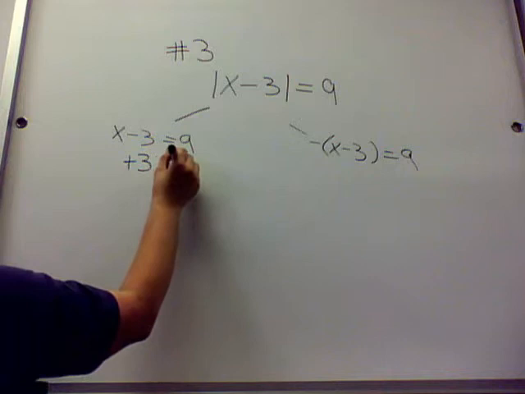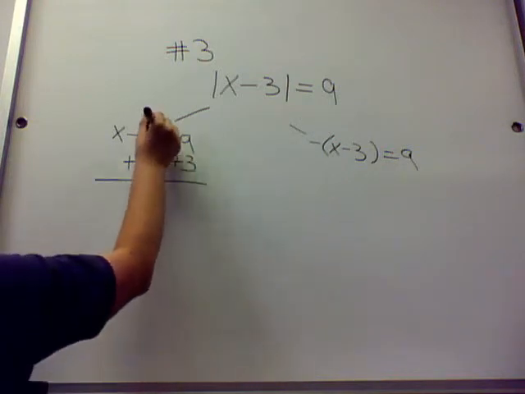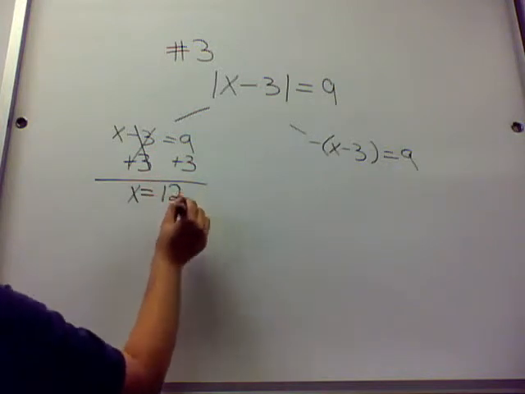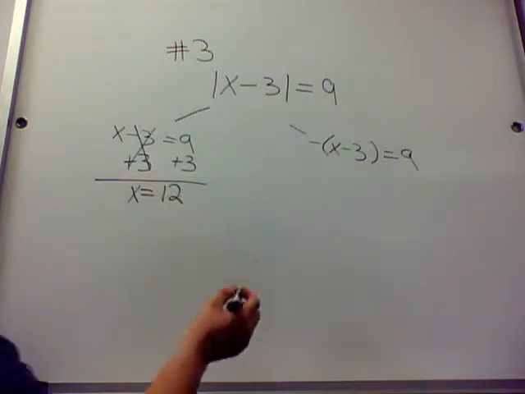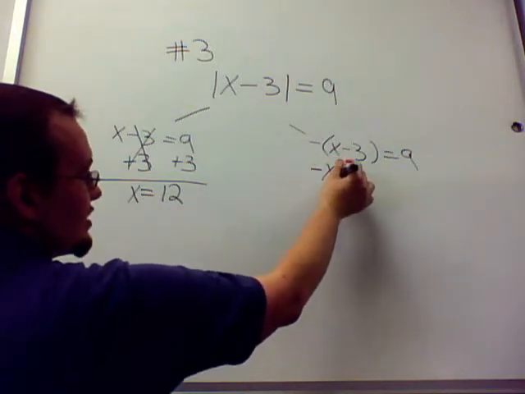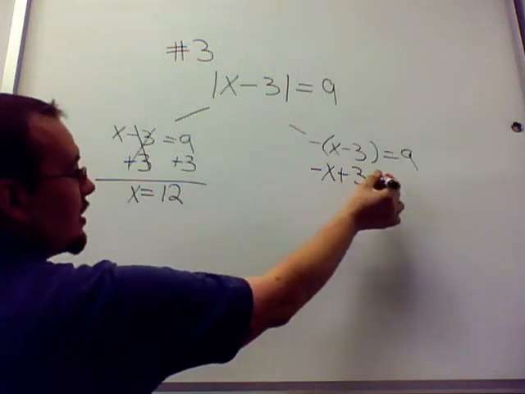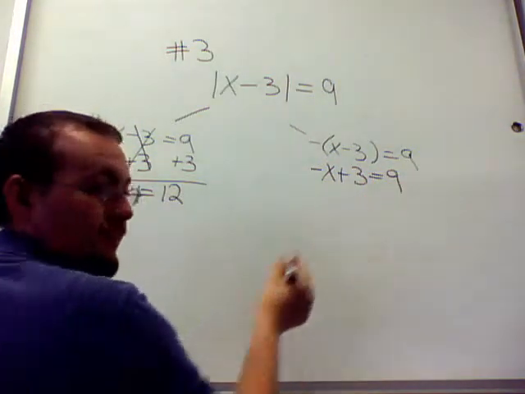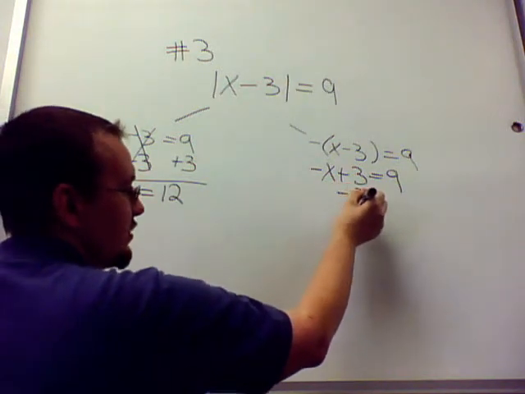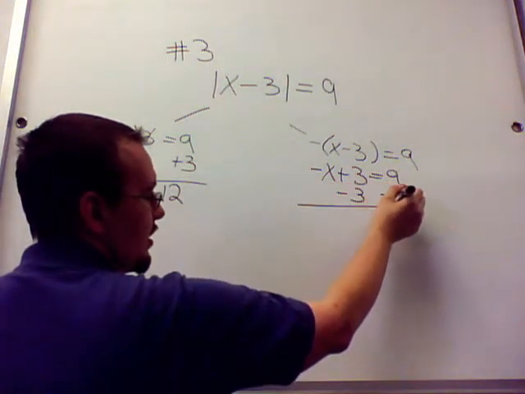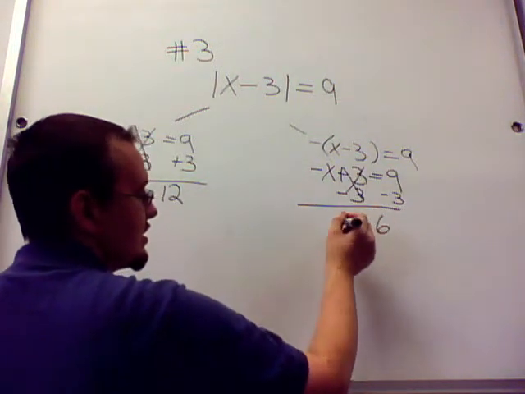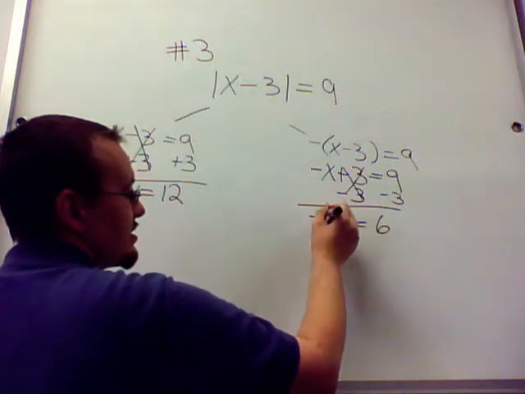Add 3 to both sides. X equals 12. That's one answer. For the negative side, we're going to distribute the negative. Negative x plus 3 equals 9. All right? So now we're going to subtract 3 from each side of the equation sign. That gives us 6 equals negative x.